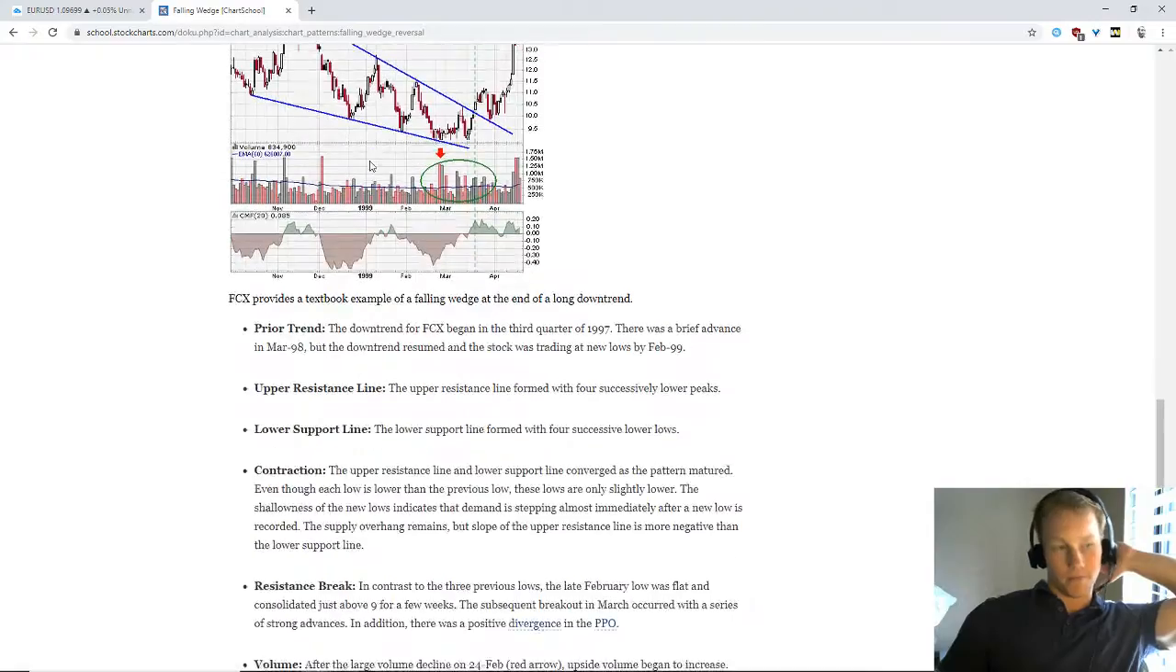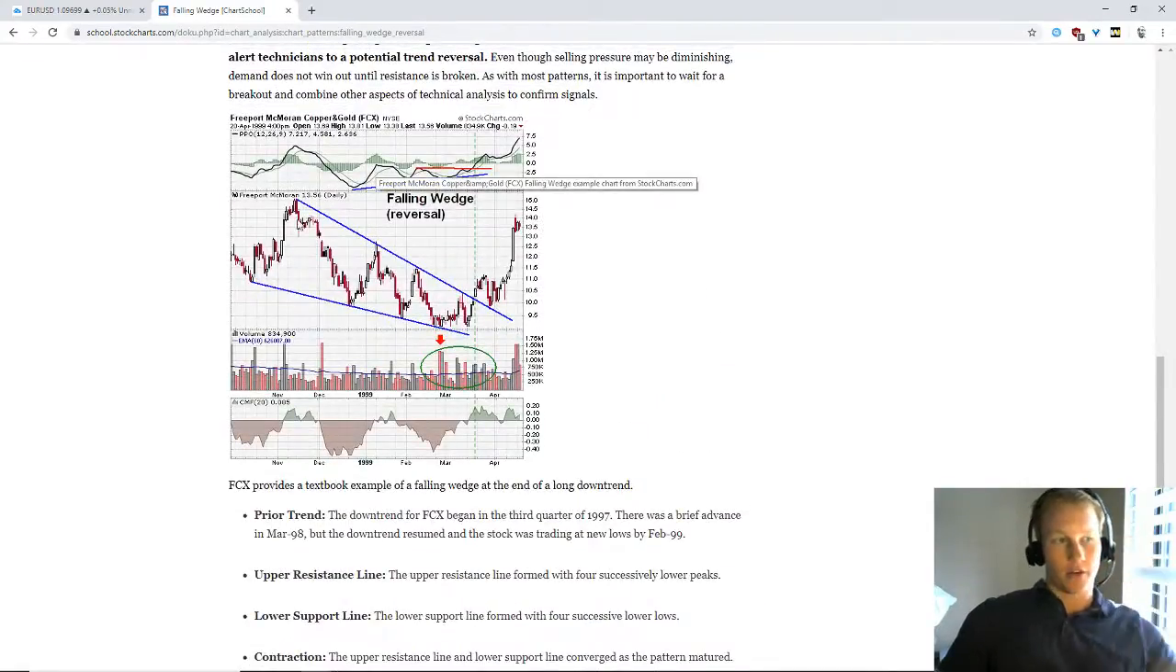So as we see here, we're still getting lower lows, but it's converging with the top trend line, and we're getting this wedge, less downward momentum. Finally, a lot of falling wedges end in a double bottom. You'll see a double bottom.